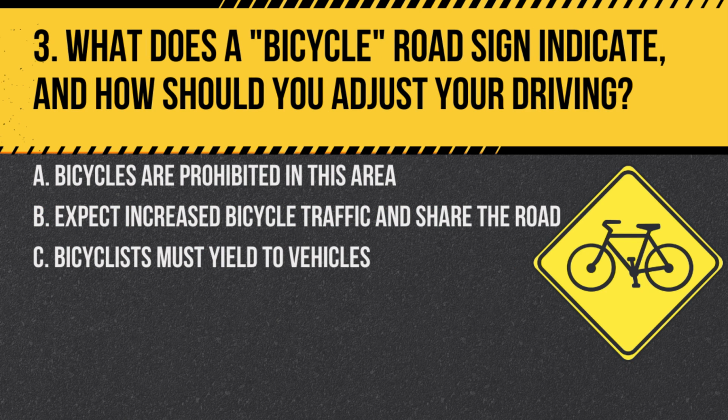Question 3. What does a bicycle road sign indicate, and how should you adjust your driving? A. Bicycles are prohibited in this area. B. Expect increased bicycle traffic and share the road. C. Bicyclists must yield to vehicles.